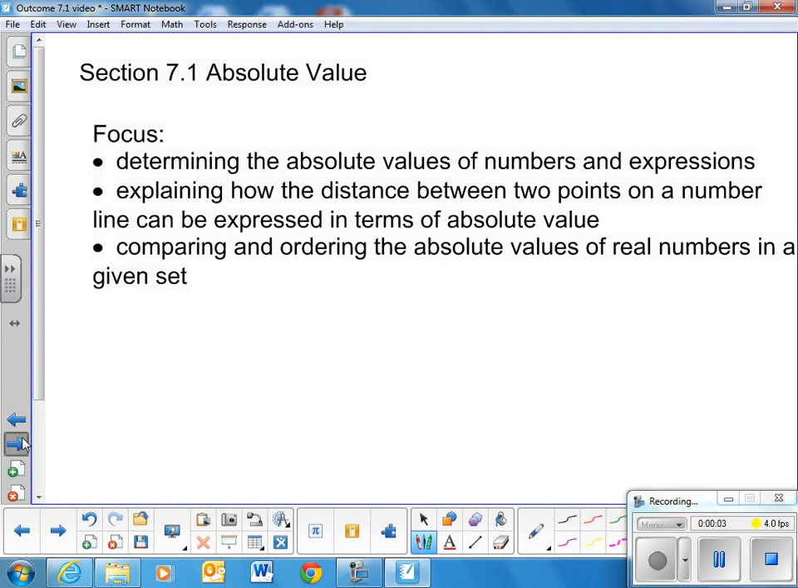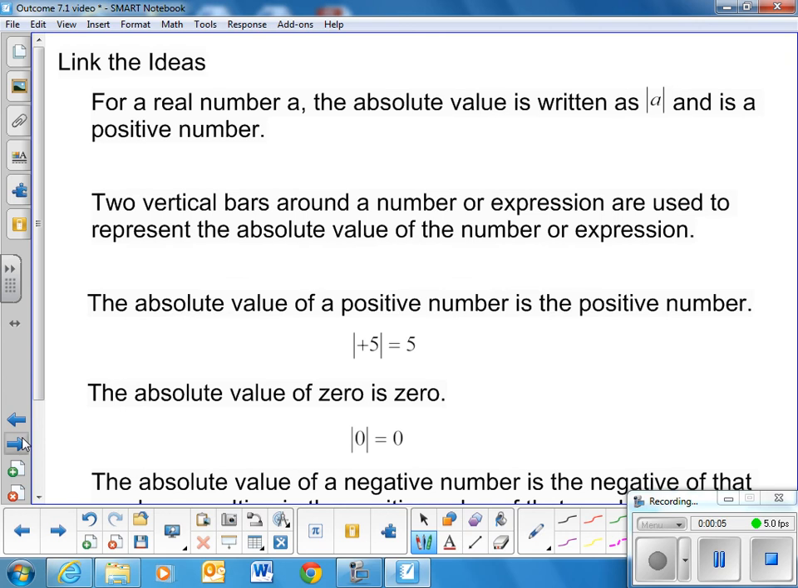Absolute value. For a real number a, the absolute value is written as the letter A inside of these two straight bars and is a positive number. Two vertical bars around a number or expression are used to represent the absolute value of the number or expression.